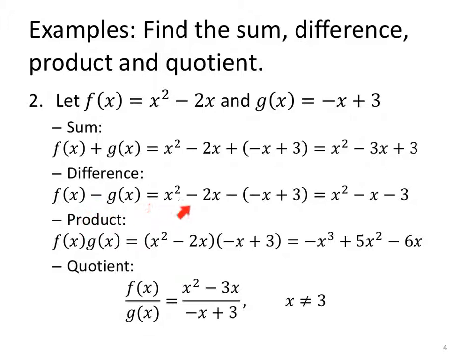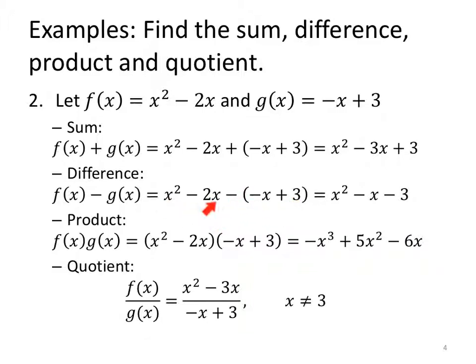When we have the difference, that's when we really need the parentheses in the second function. Anything that follows a subtraction, make sure you tell yourself, really, the entire function has to be subtracted. So this negative to the negative x makes a positive, right? Positive x and a negative 3.